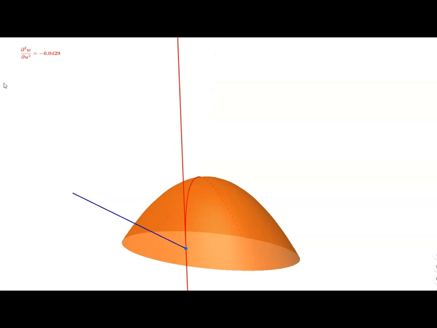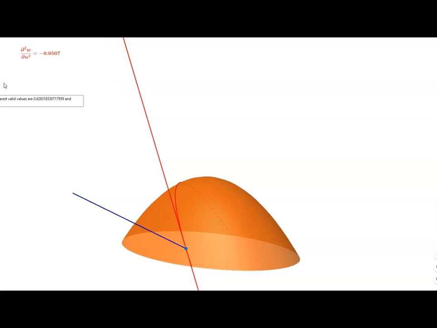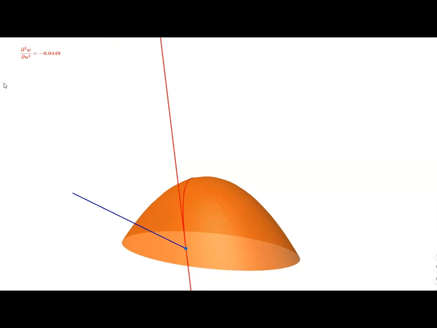And now it begins to go more negative. All right, so that means that there's a point in here where we reached a maximum. Let's look at this spot right about, where would it be? Right here. So at this point, the curvature is negative 0.048.